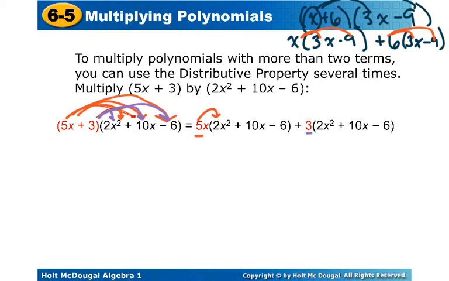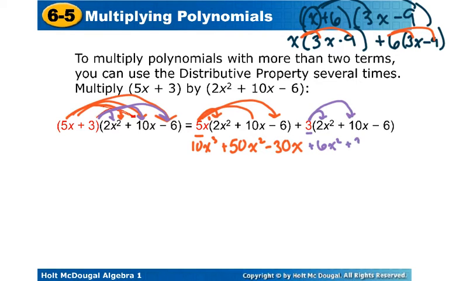So 5x times 2x squared. Remember, multiply the coefficients and then, like bases, add the exponents. So this becomes 10x cubed. 5x times 10x gives us 50x squared. 5x times negative 6 is negative 30x. Distributing our 3 now, 3 times 2x squared is 6x squared. 3 times 10 gives us 30x. 3 times negative 6 is negative 18.